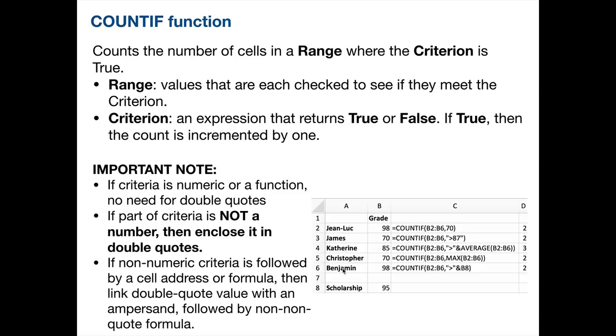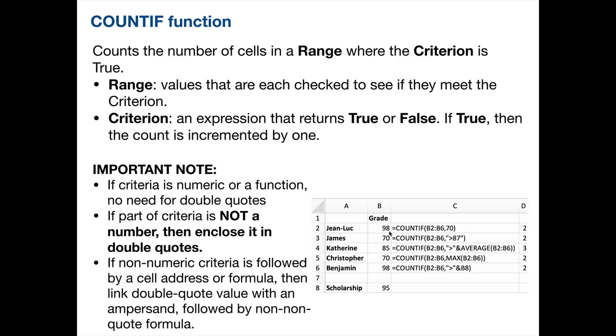So the range is just the group of cells. So here, let's imagine I've got these 5 people here and I want to work on their grade. So the range would be B2 through B7. And the criteria is just something that's going to be evaluating for true or false. And if it's true, we're just going to increase the count by 1. So we start at 0, and if the value is true, we increase it by 1.